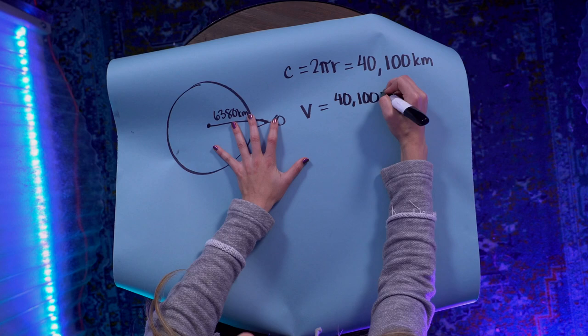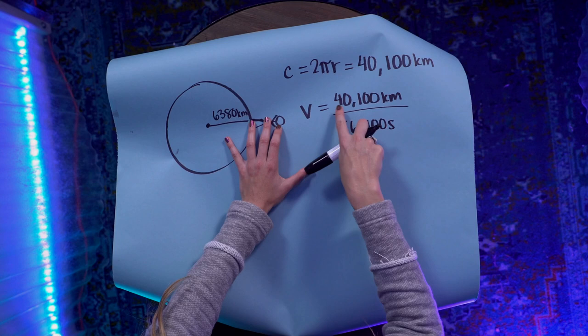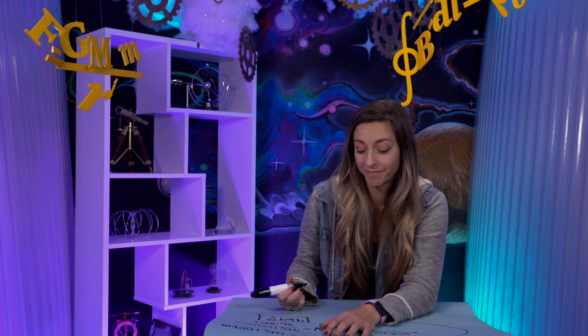40,100 kilometers per day, but in seconds, one day is 86,400 seconds. Tattoo it on your body. This is 40,100 kilometers, which is 40,100,000 meters. So this works out to be 464 meters per second. That's about 1,000 miles an hour.